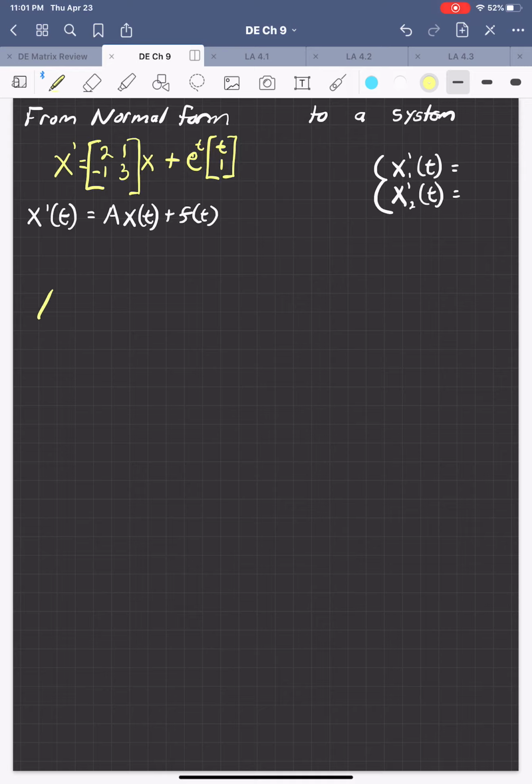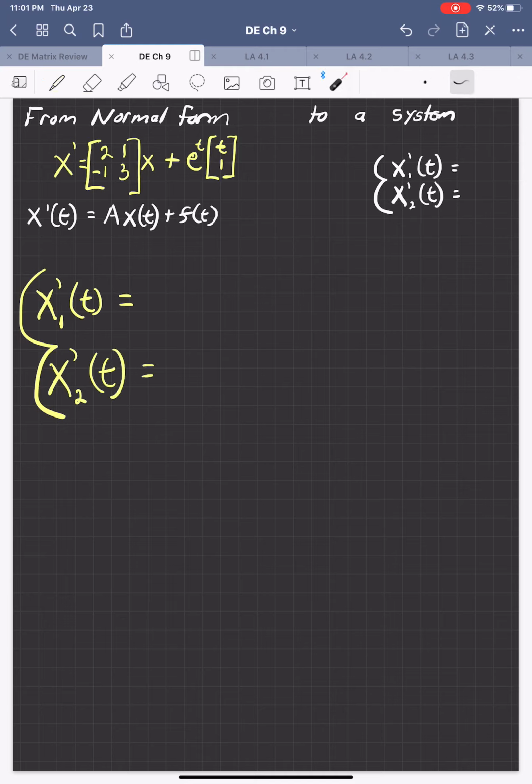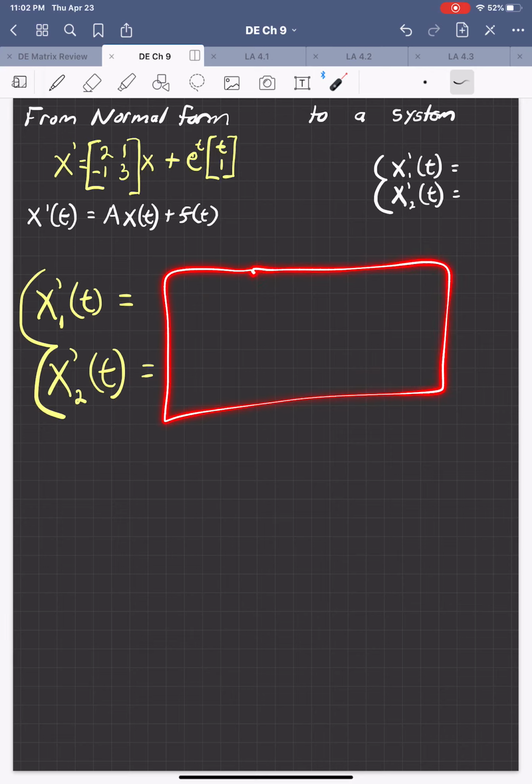So here's what we're looking for. We want x sub 1 prime of t should be equal to, and then we also want x sub 2 prime of t should be equal to. So now my goal is to figure out this portion right here from this normal form. All right. So let's identify what the A is, and then let's use that to build our system.